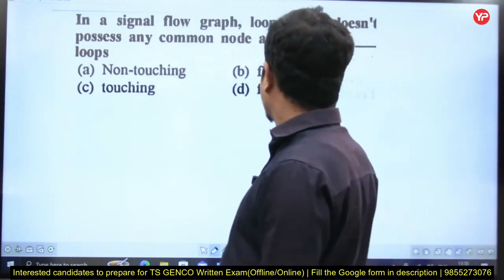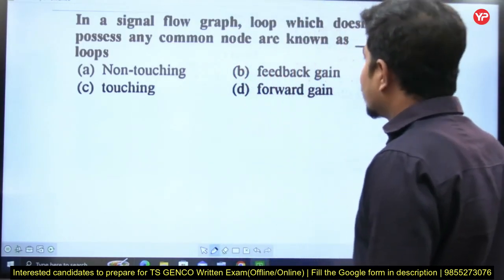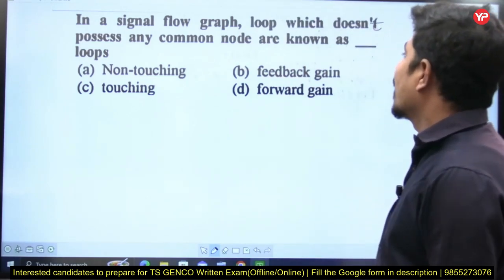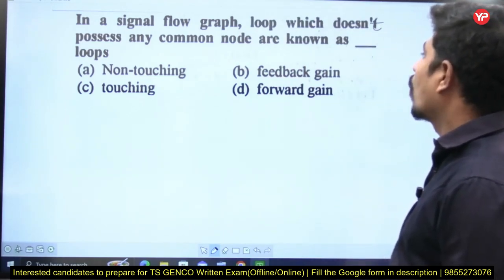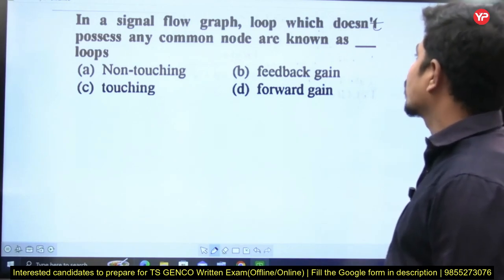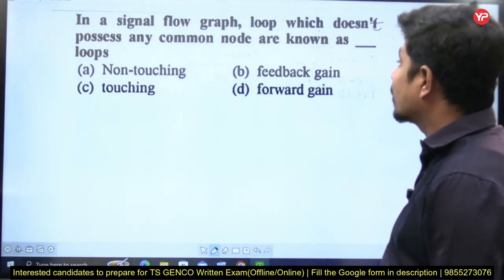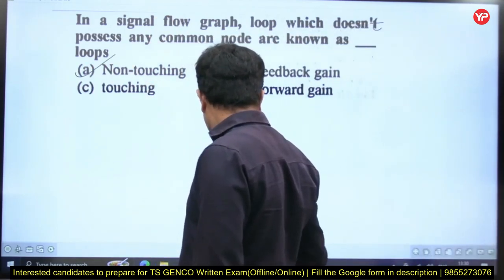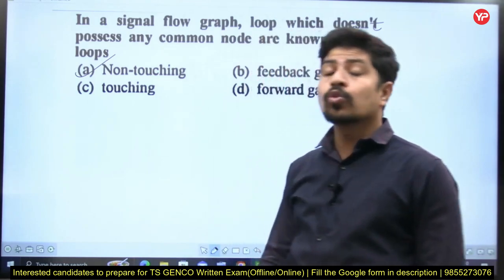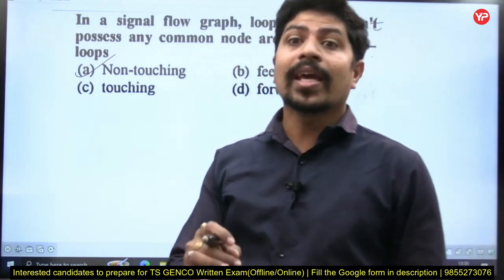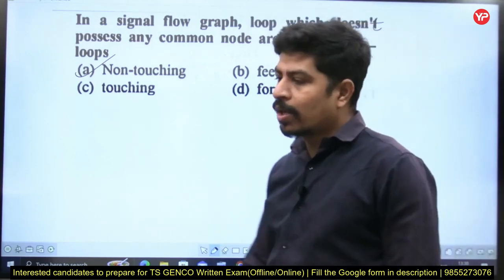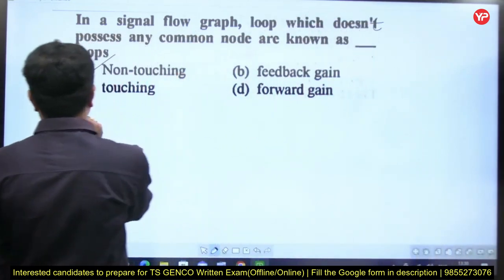In a signal flow graph, loops which do not possess any common node are known as non-touching loops. Two loops are said to be non-touching if those two loops are not having any node in common. Right? Option is B. If you want, I'll write here.